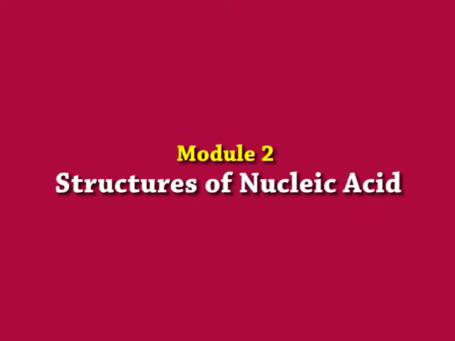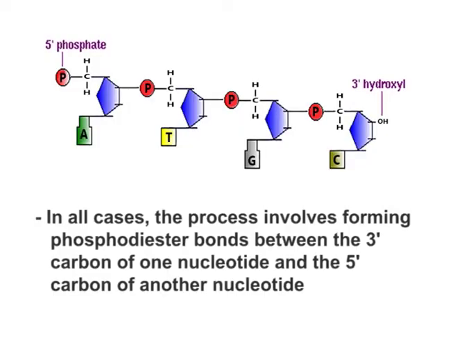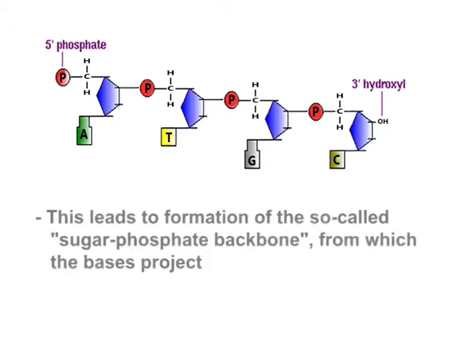Now we will see the structures of nucleic acid. DNA and RNA are synthesized in cells by DNA polymerases and RNA polymerases. Short fragments of nucleic acids are also commonly produced without enzymes by oligonucleotide synthesizers. In all cases, the process involves forming a phosphodiester bond between the 3' carbon of one nucleotide and the 5' carbon of another nucleotide. This leads to formation of the so-called sugar phosphate backbone, from which the bases project.